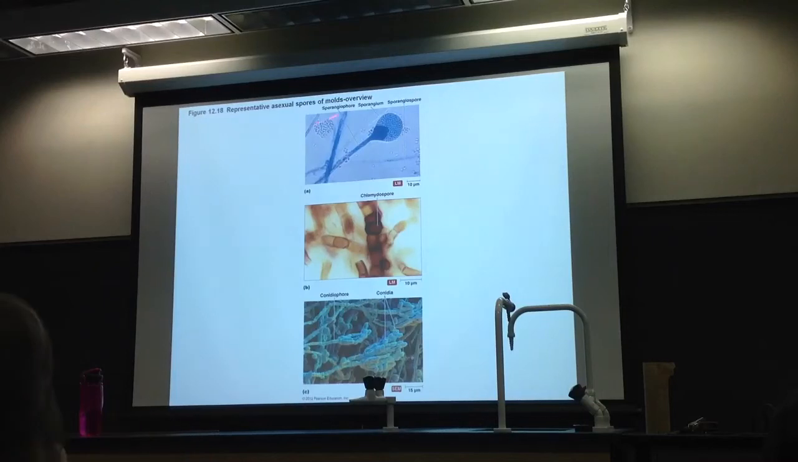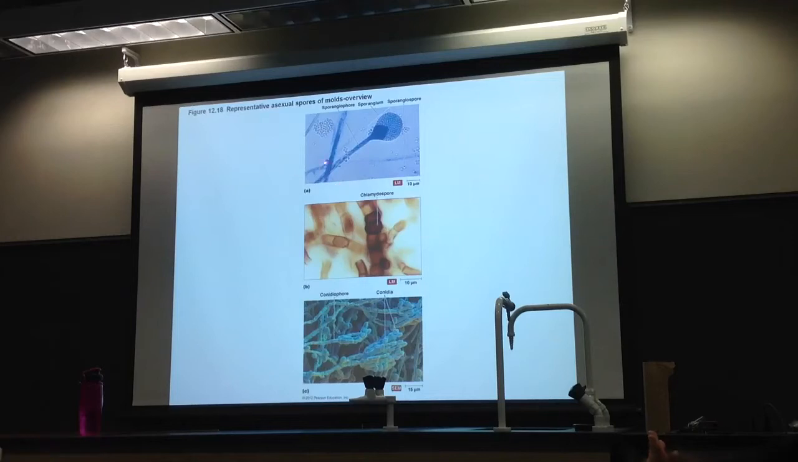Now, these types of hyphae are basically used for asexual reproduction. These are forms of asexual reproduction. These are all hyphae in the reproductive structure. Now, I will hold you accountable for these structures. This type is called a sporangiophore because it makes spores.